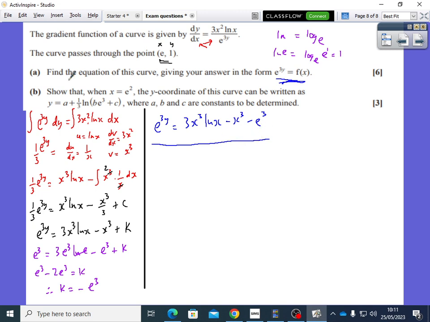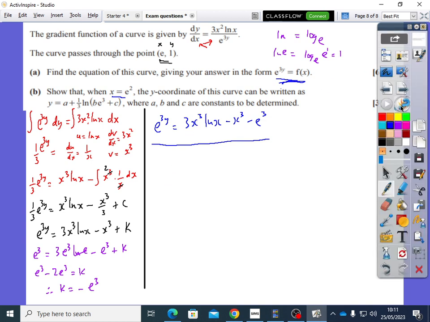Now the next part, it goes here: show that when x equals e to the 2, the y coordinate of this curve can be written like this, where a, b, c are constants to be determined. So simply we're going to sub this into this equation. I'm just going to choose a different color here.